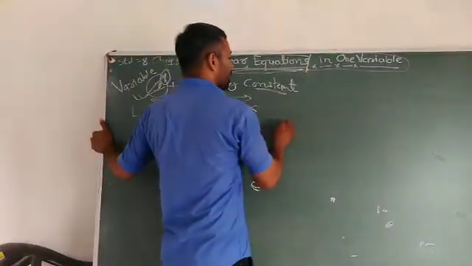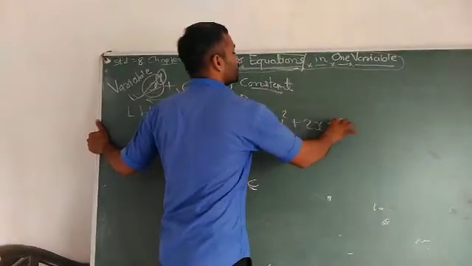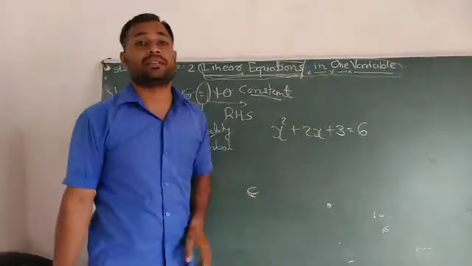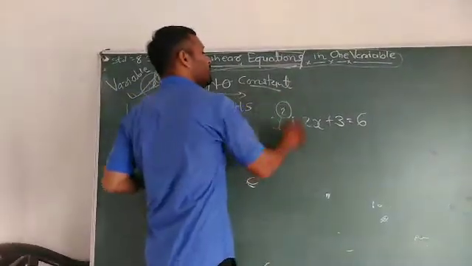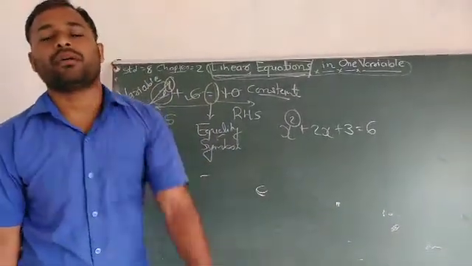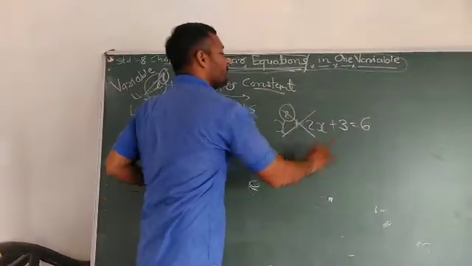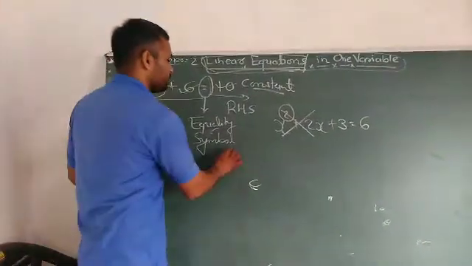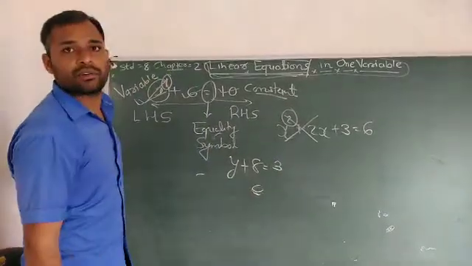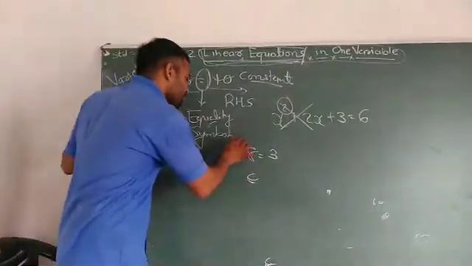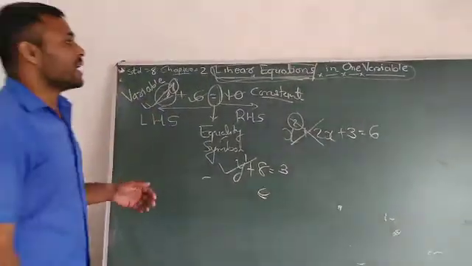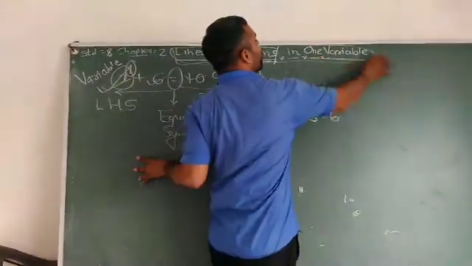Suppose we take an example, x square plus 2x plus 3 is equal to 6. It also has a variable, but the power is 2, and we need only power 1. So this is not a linear equation. Suppose y plus 8 is equal to 3. Here y has power 1, so it is a linear equation.